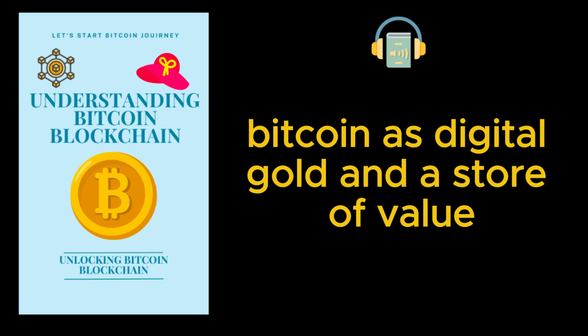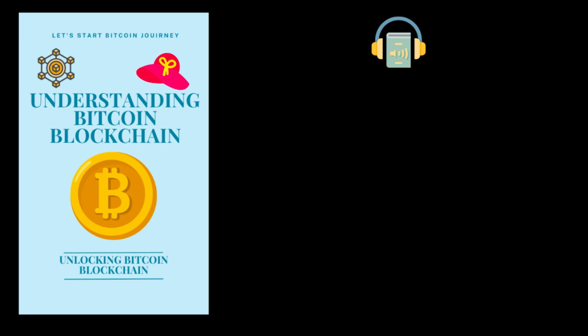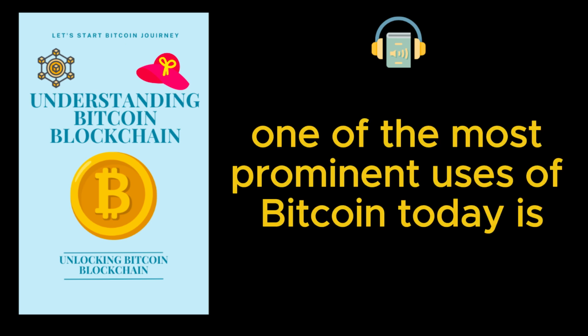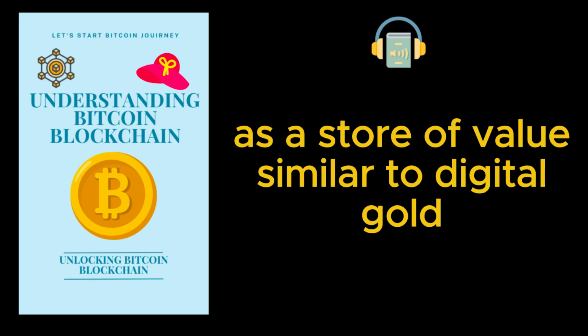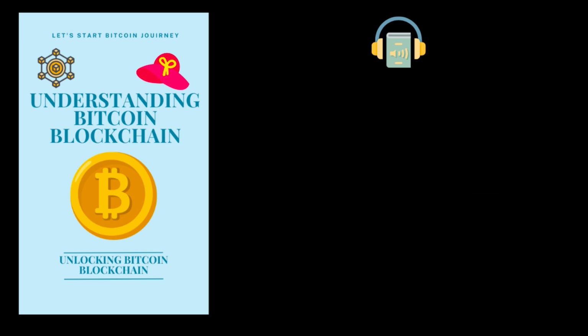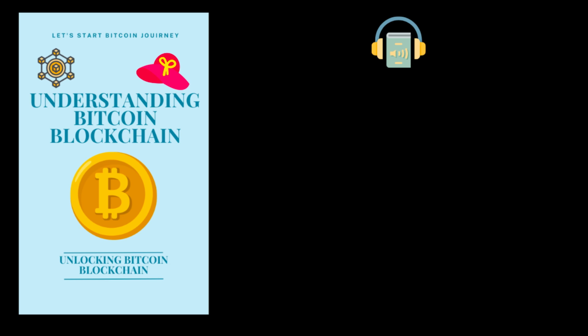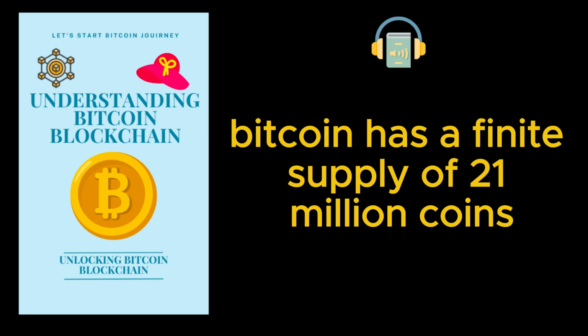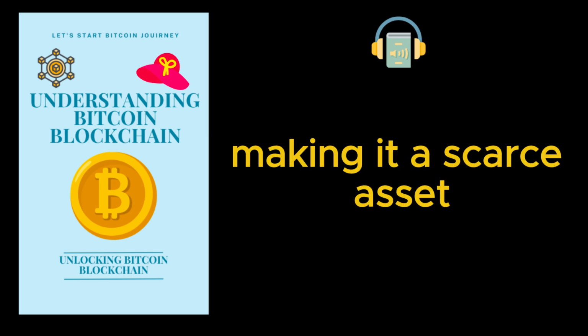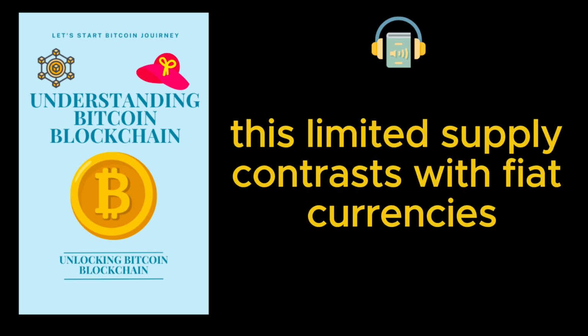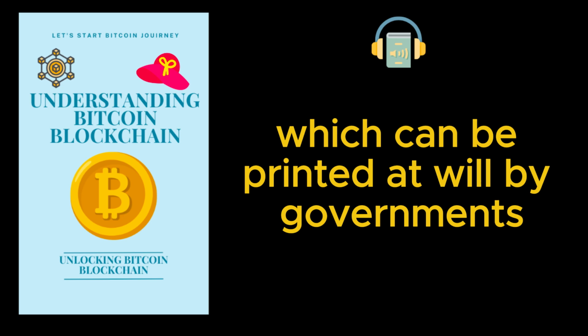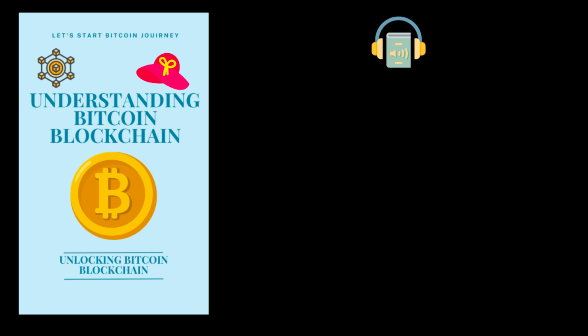Bitcoin as digital gold and a store of value. One of the most prominent uses of Bitcoin today is as a store of value, similar to digital gold. This comparison is based on several key characteristics. Scarcity. Bitcoin has a finite supply of 21 million coins, making it a scarce asset. This limited supply contrasts with fiat currencies, which can be printed at will by governments and central banks.